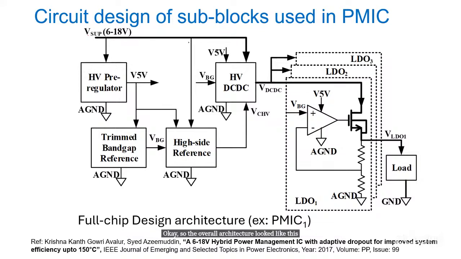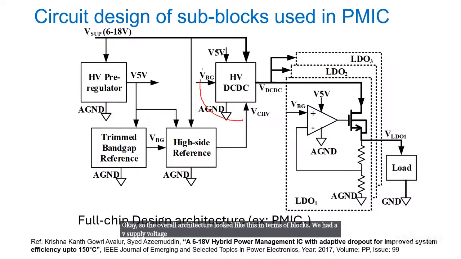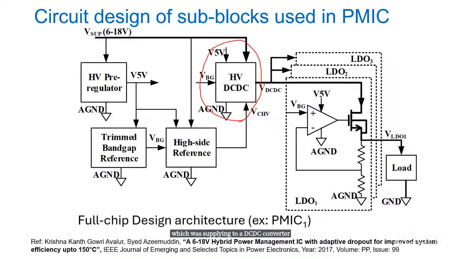We had a V supply voltage, which was supplying a DC-DC converter. It's a high voltage DC-DC, and the DC-DC also needs a band gap voltage. So we get a trimmed band gap reference and we convert it into a high side reference. This is supplying the DC-DC converter. The feedback resistor divider is regulating the output voltage. So this generates the DC-DC output voltage, which is now supplying each of the LDOs.